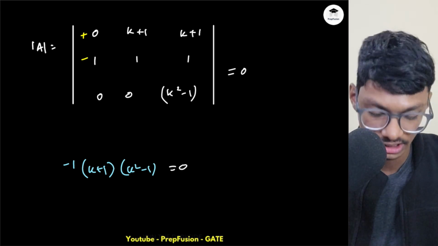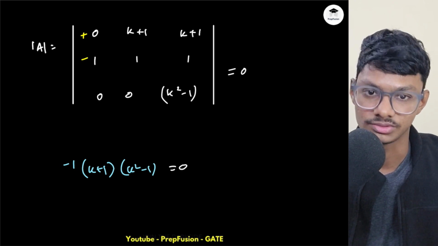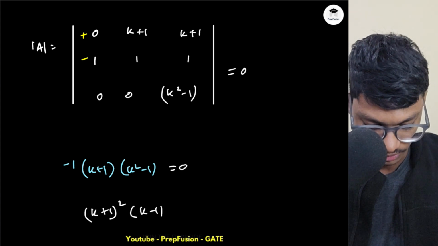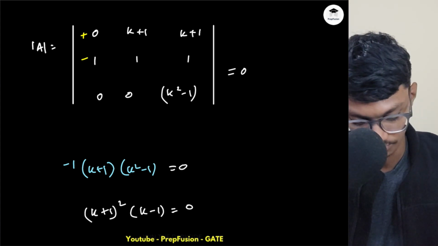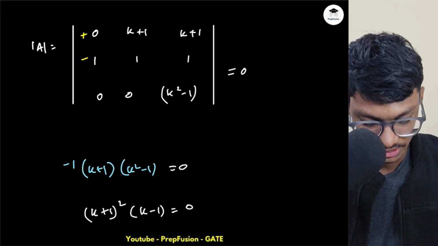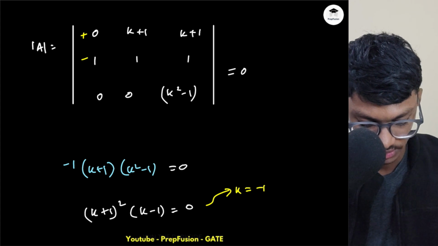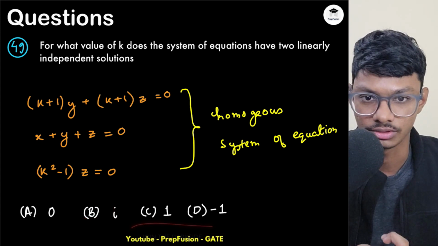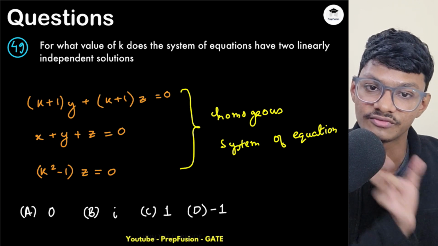Now how can I write k square minus 1? I can write it as k minus 1 into k plus 1, so it will be k plus 1 whole square into k minus 1 equal to 0. So k equals minus 1 and plus 1. In the options I am seeing that both of them are present. So for k equals minus 1 I will get an infinite number of solutions, and for k equals plus 1 also I will get an infinite number of solutions.